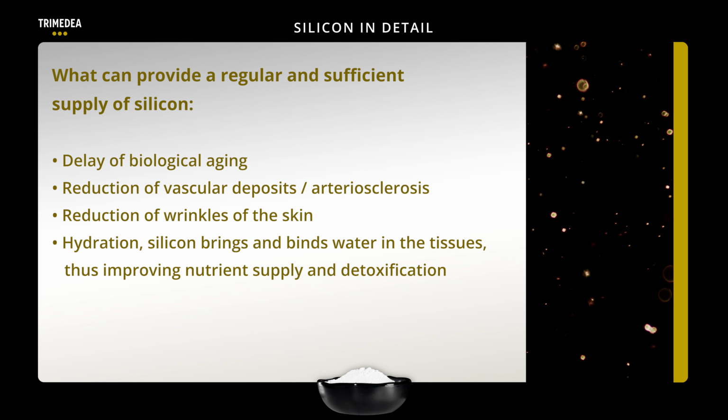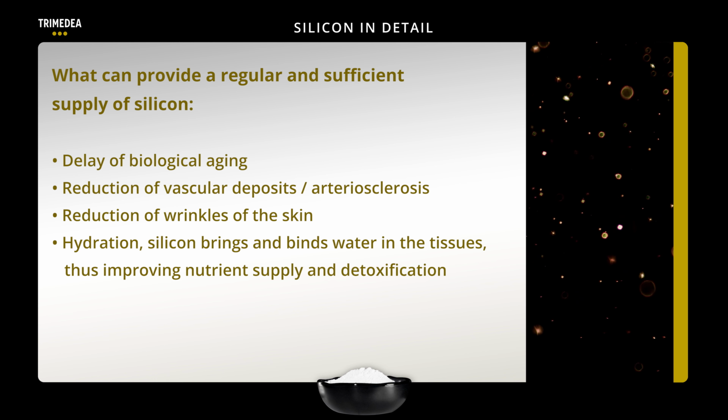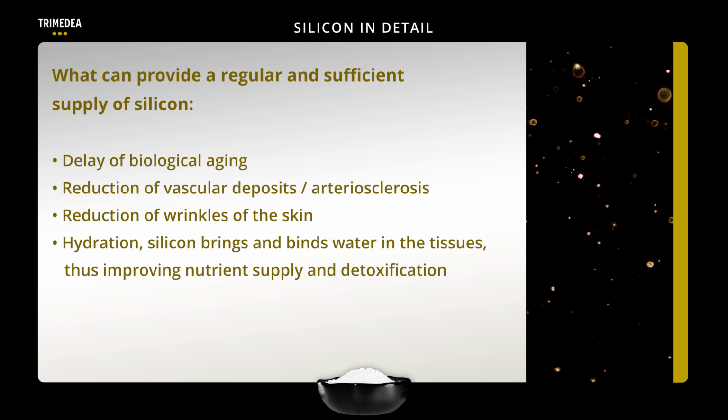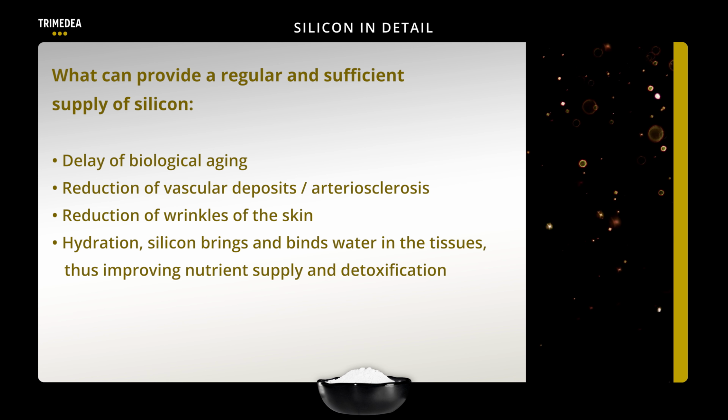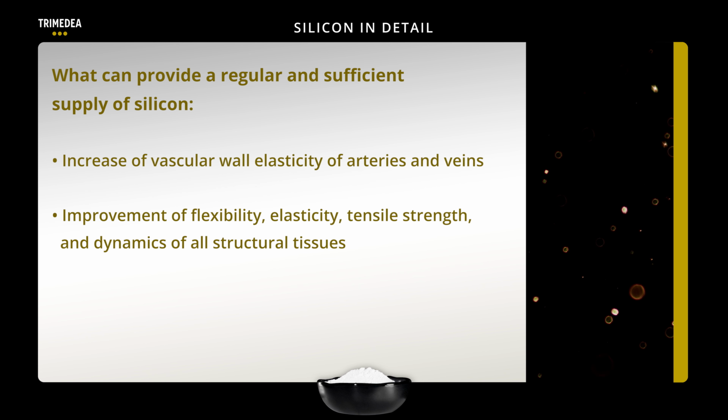What can the regular and sufficient supply of silicon provide? The delay of biological aging, the reduction of vascular deposits or arteriosclerosis, the reduction of wrinkles of the skin, hydration. Silicon transports and binds water in the tissues, thus improving nutrient supply and detoxification. The increase of vascular wall elasticity of arteries and veins, the improvement of flexibility, elasticity, tensile strength, and dynamics of all structural tissues.